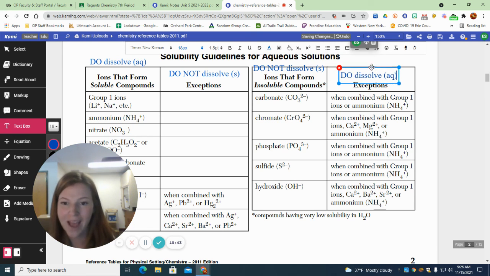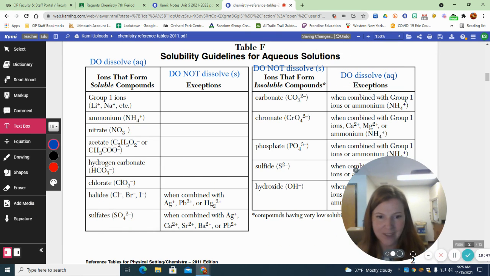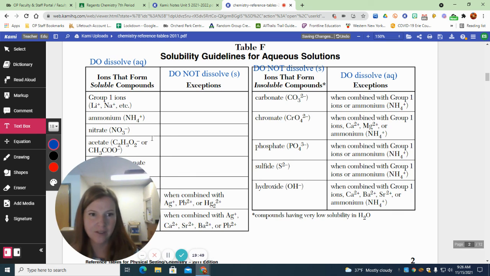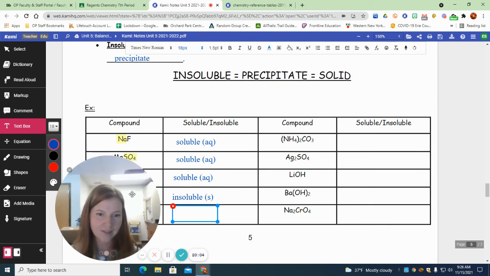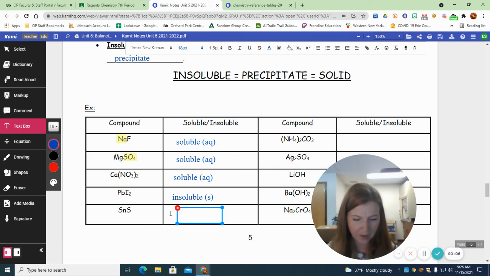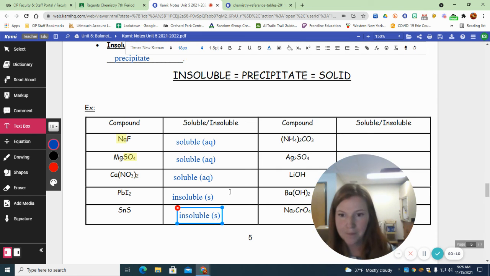Okay? So SnS. I don't see Sn anywhere. I don't see tin in either the soluble column or the insoluble column, but I do see S, sulfide, over here. Sulfide is typically insoluble, except when it's with a group 1 ion or ammonium. Well, tin is not a group 1 ion. It's not ammonium. So what that tells me is that SnS is insoluble. I would mark it with a solid, okay?